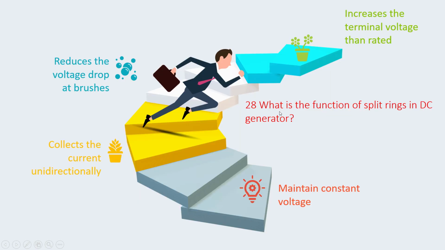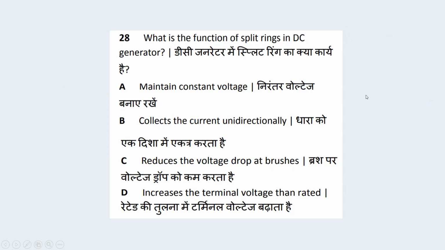What is the function of the split rings in a DC generator? Maintain constant voltage, collect the current unidirectionally, reduce the voltage drop at brushes, increase the terminal voltage than rated. The answer is collect the current unidirectionally.